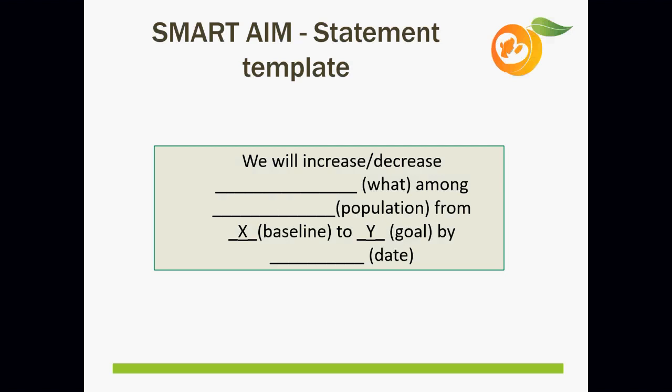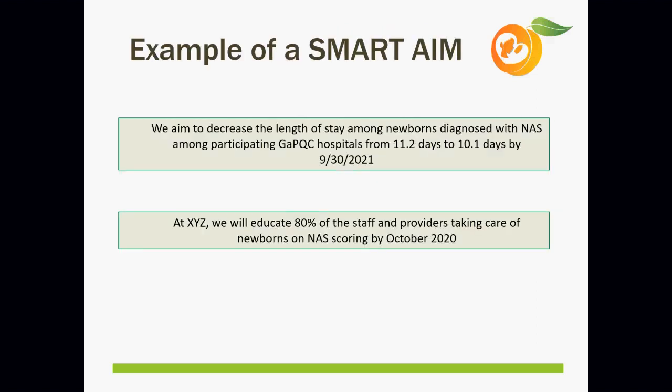So you're defining what the change is going to be, and you're also coming up with a date, saying on this date or by this time, in so many months. So you're giving that time frame. So this encompasses the different components of a SMART aim. So this is one of the templates. There are several. So just to give you an example, this is the GaPQC aim that we came up with.